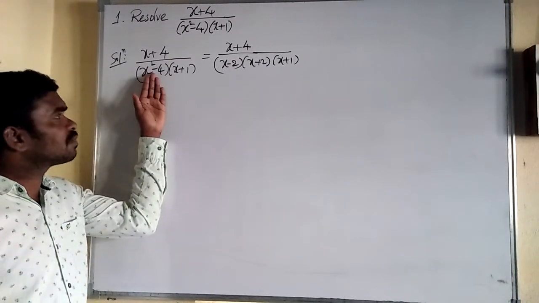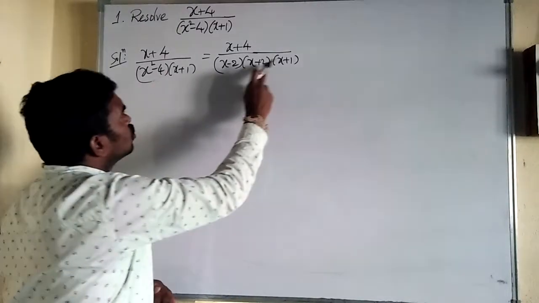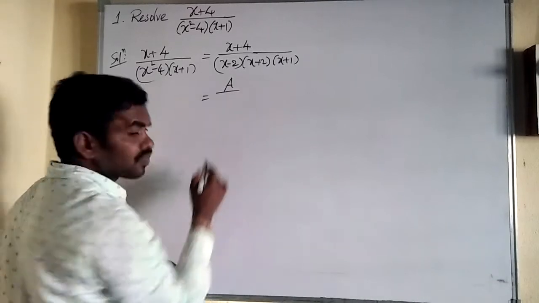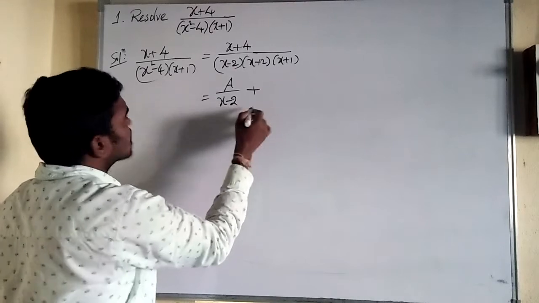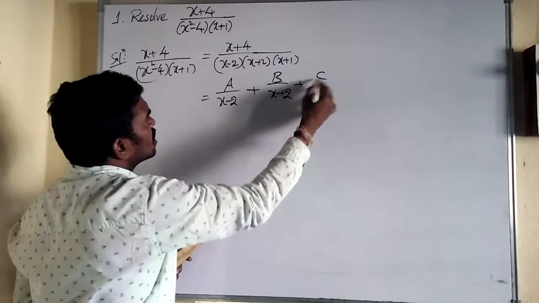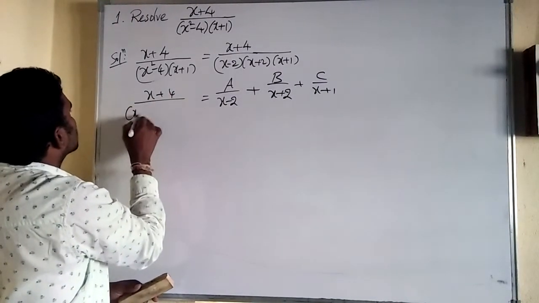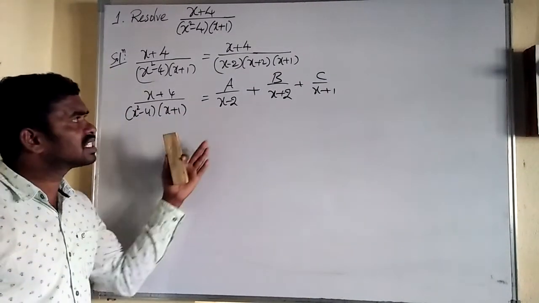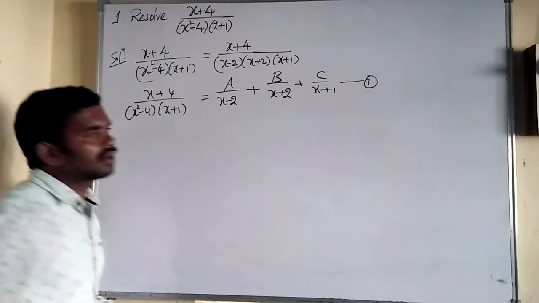See, if it is not possible, then use the second formula. Okay, now 1, 2, 3 terms are there. So how can we write? A by, which is equal? A/(x − 2) plus, next tell me, B/(x + 2) plus C/(x + 1). So which is equal? (x + 4) / ((x² − 4)(x + 1)) is equal. Simplify this, find A, B, C values. Let us take this as equation 1.